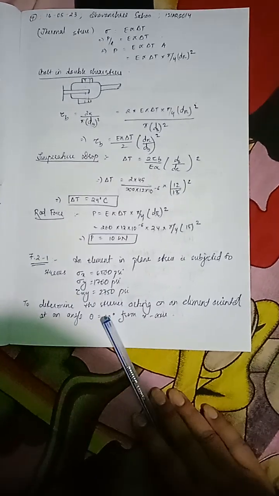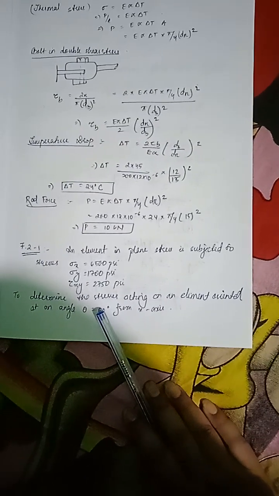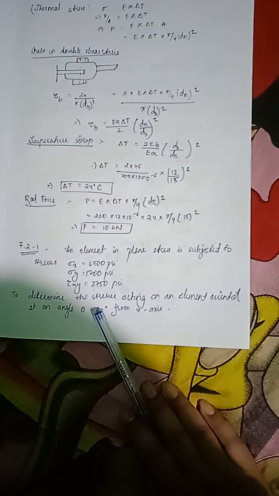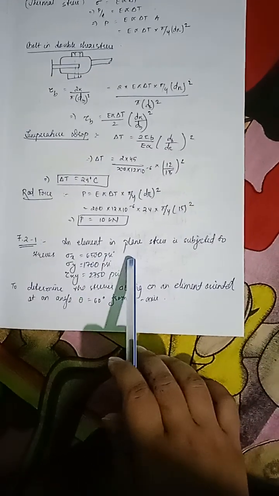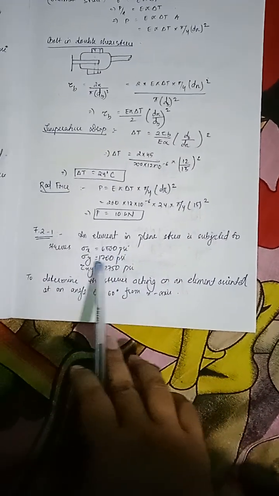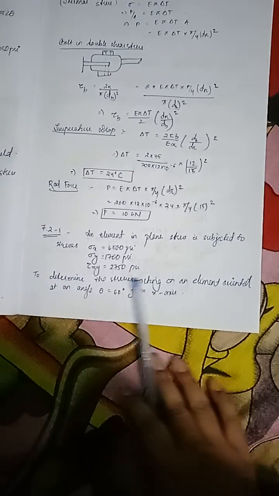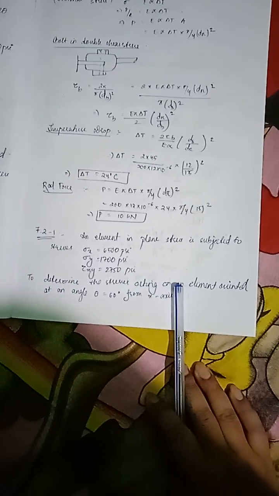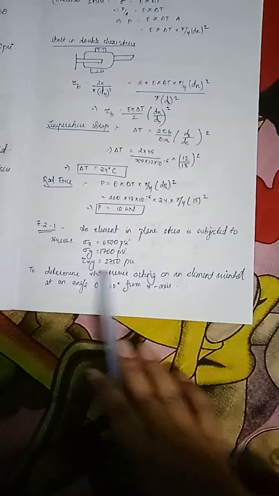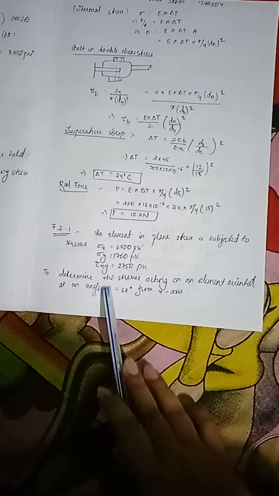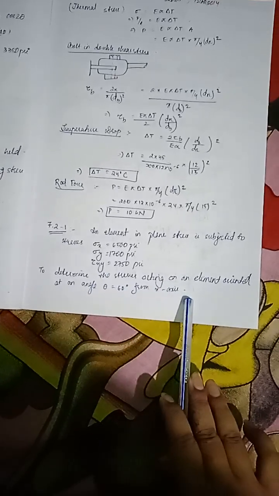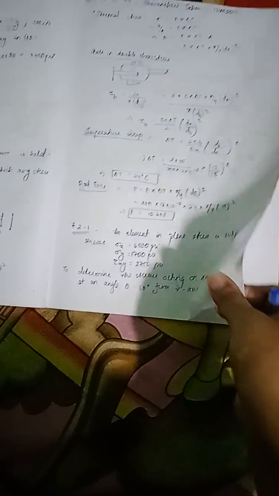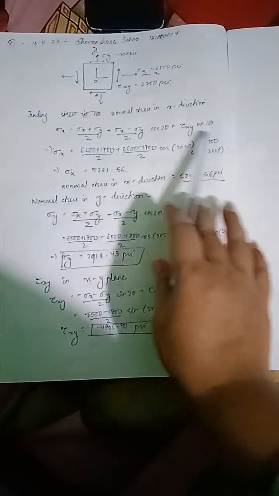Now 7.2, number 1. There is an element in plane stress subjected to stresses sigma x is 6500 pounds per square inch, sigma y is 1700 pounds per square inch, tau xy is 2750 pounds per square inch. So we have to determine the stresses acting on an element oriented at an angle theta equal to 60 degrees from the x-axis. So this is the diagram. So we have to find out the normal stress in x direction.